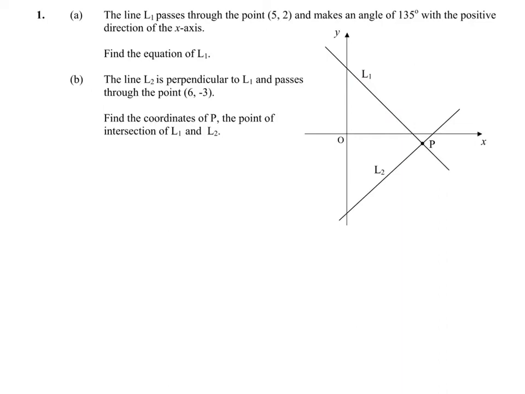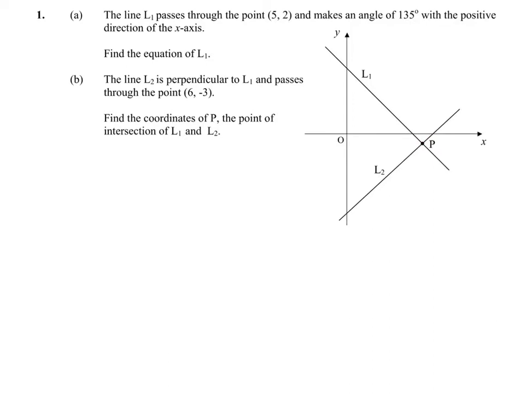In part B, we're told that L2 is perpendicular to L1, so that's this one here, and passes through the point (6, -3). It then goes on to ask to find the coordinates of P, the point of intersection of L1 and L2. So ultimately the question wants us to find the meeting point of those two lines. To do that, we need to do simultaneous equations, or substitute one into the other, make them equal to each other and so on.